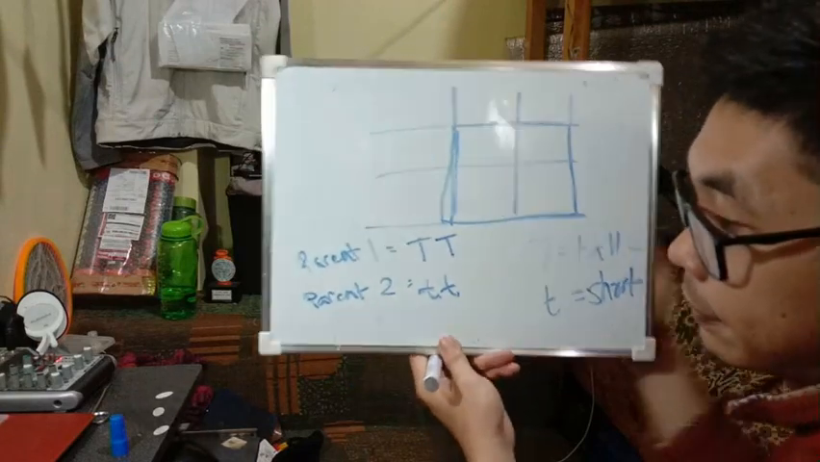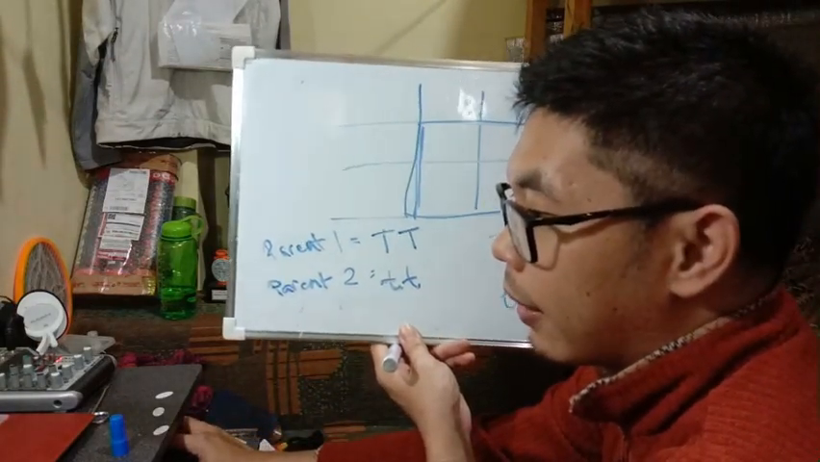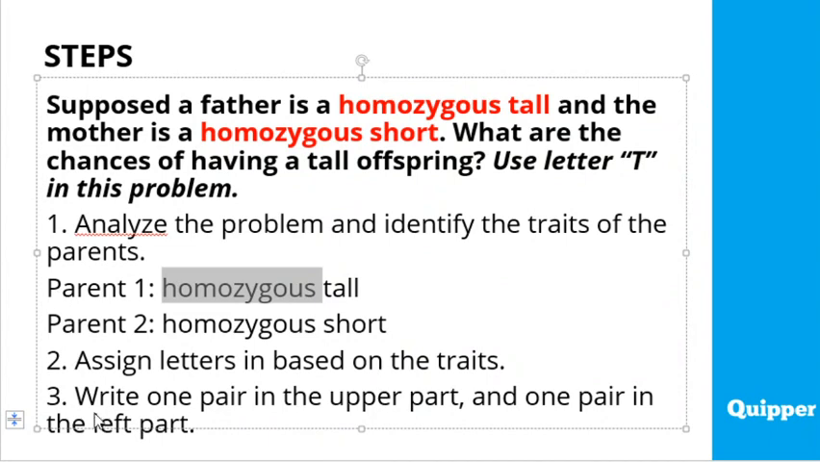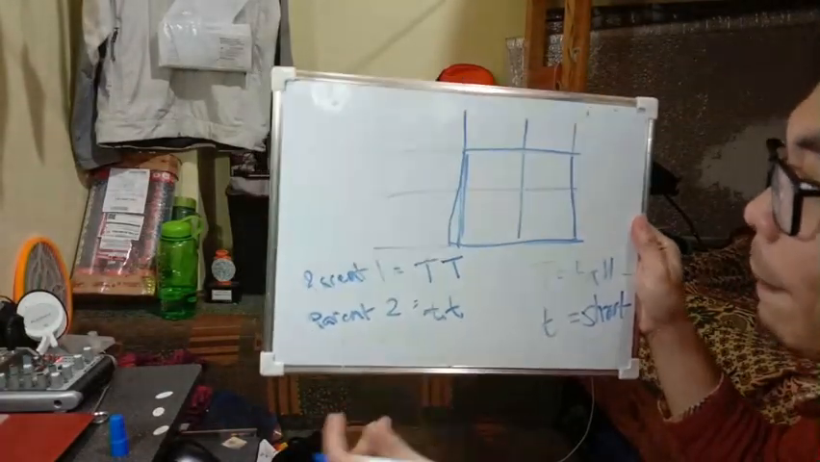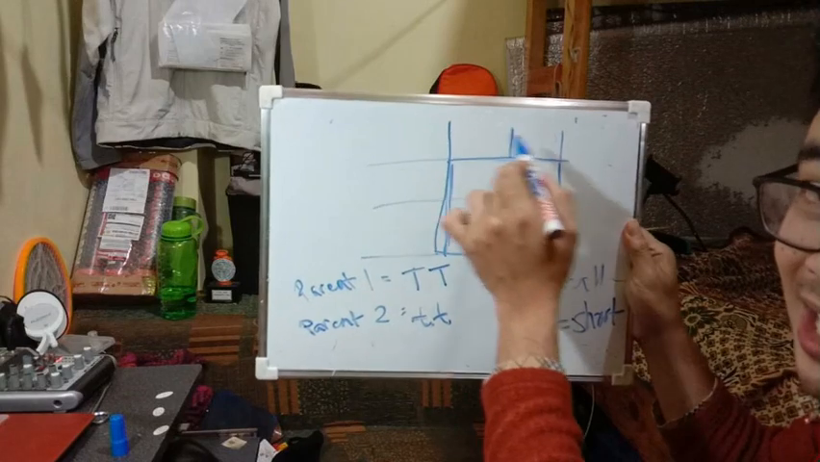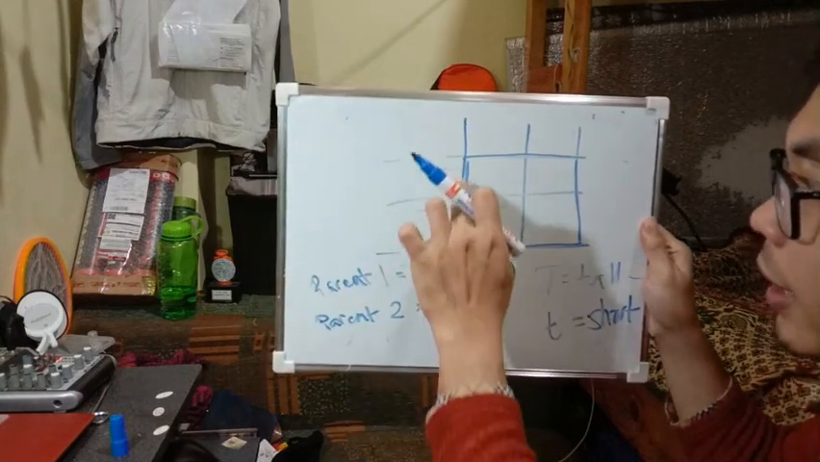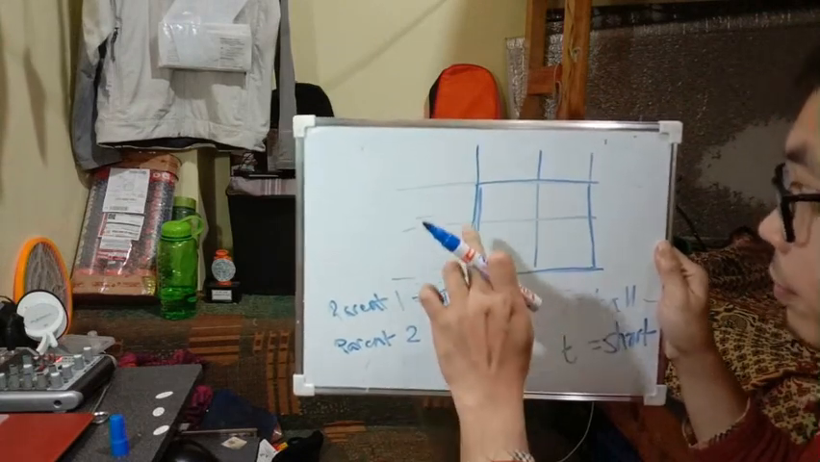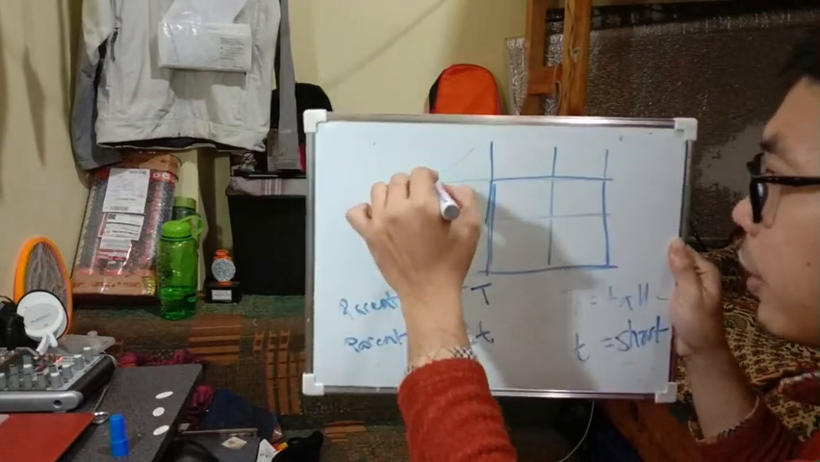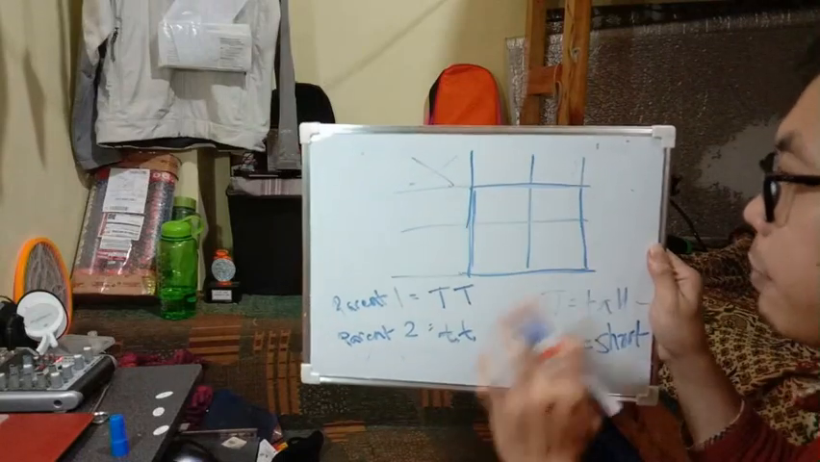So what do we do next? Based on the instructions, write one pair in the upper part of the Punnett square and one pair in the left part of the Punnett square. Let me just emphasize that parent 1, we write on top, and parent 2, we write on the left. We won't write anything in this corner. Only here will we write.